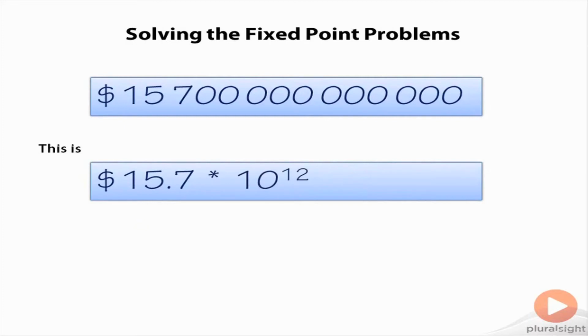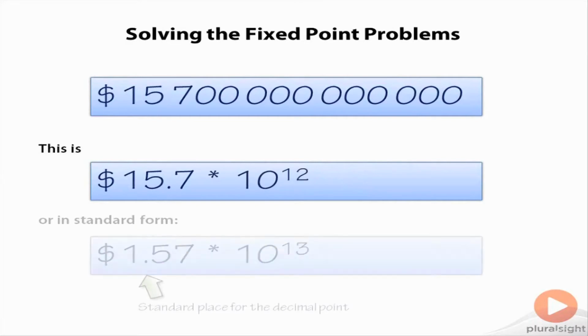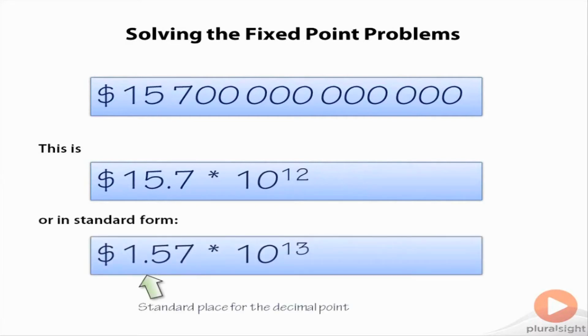Now there's just one minor change I'd like to make to that. If we're going to write numbers in this form, we probably want to agree a standard place for the decimal point. And in fact, the usual convention is that we put the decimal point after the first digit. So that makes the number 1.57 times 10 to the 13.